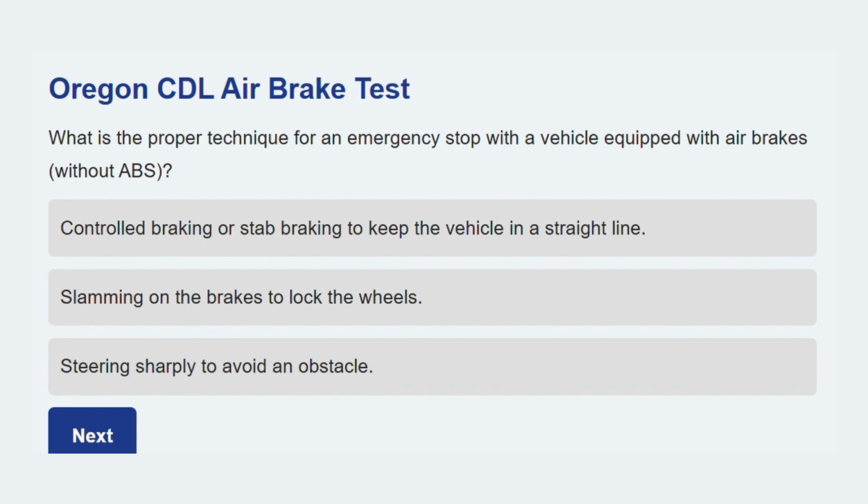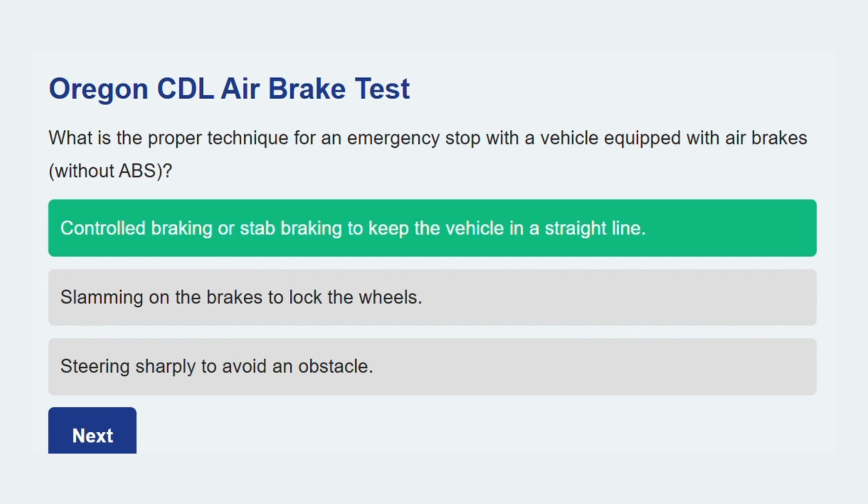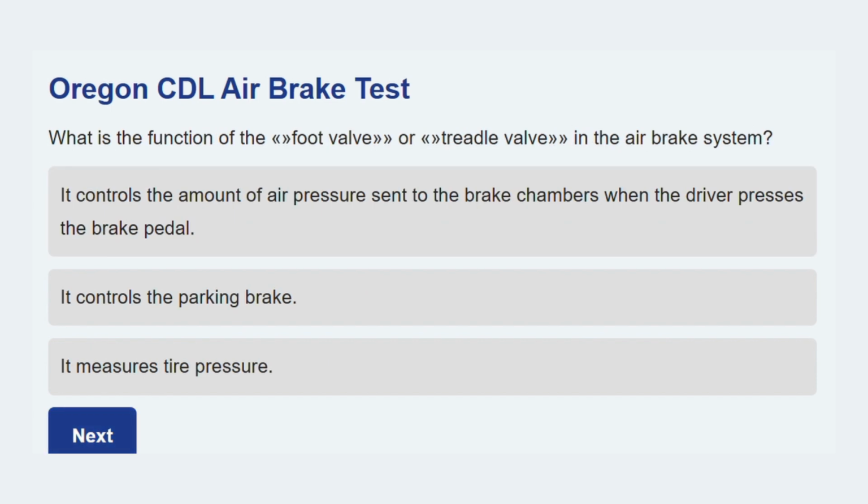What's next? What is the proper technique for an emergency stop with a vehicle equipped with air brakes without ABS? Controlled braking or stab braking to keep the vehicle in a straight line. The goal is to stop quickly without losing control by locking the wheels.